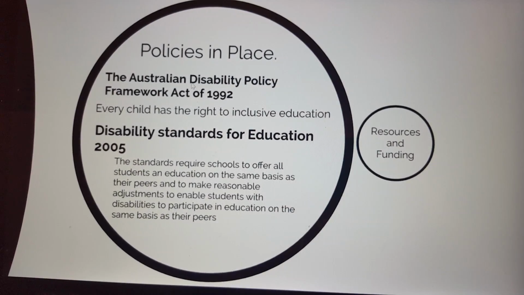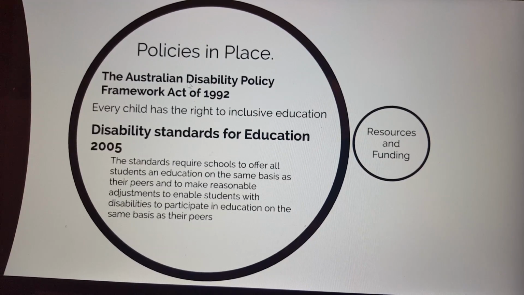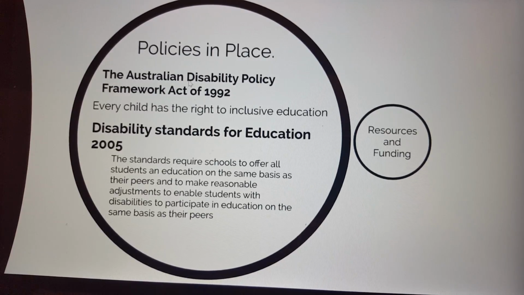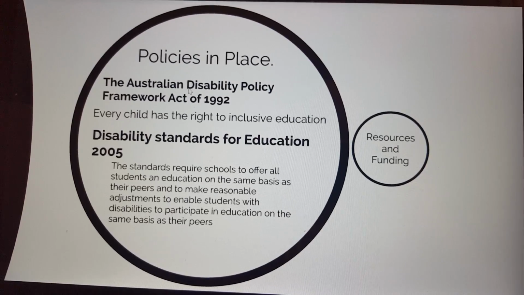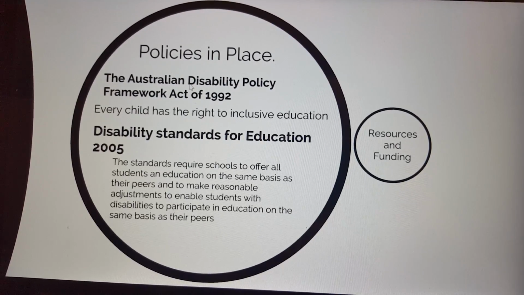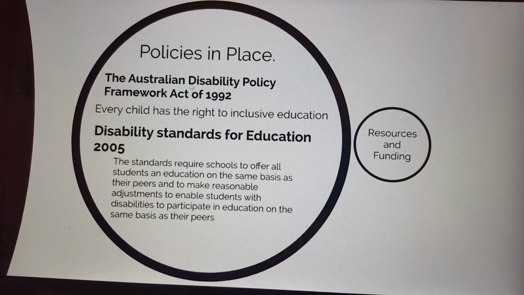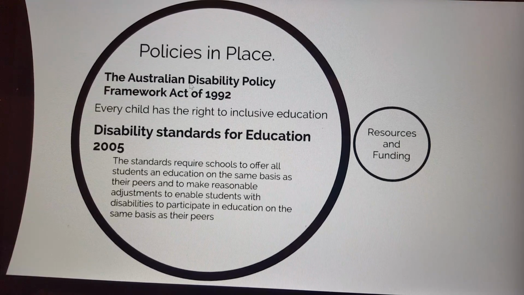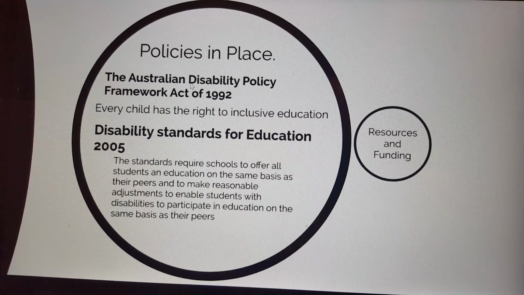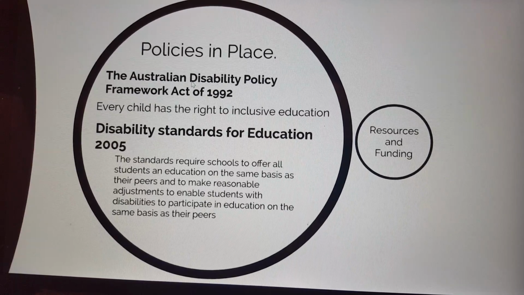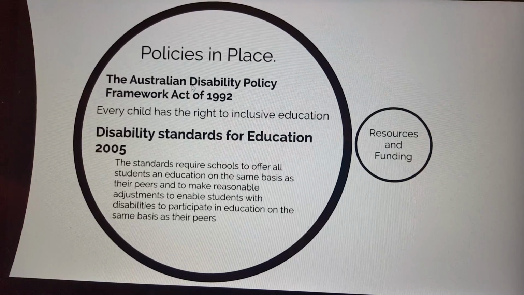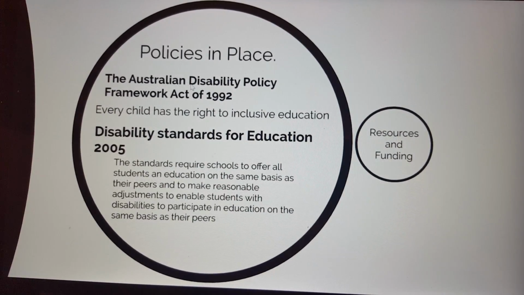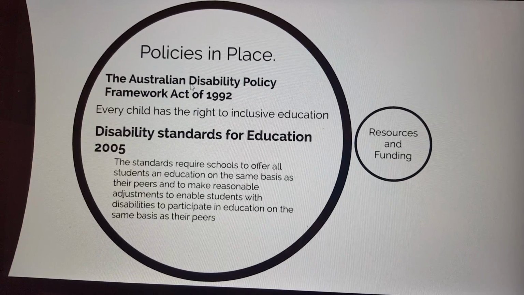Policies in place. The Australian Disability Policy Framework Act of 1992 states that every child has the right to inclusive education, but this was not, and for some educational institutions, is still not followed. Many educational institutions will often suggest a child with severe ASD be enrolled at a different institution on the grounds that the school does not have the resources to accommodate the child's needs. This loophole within the policy does not allow for every child's right to an inclusive education.